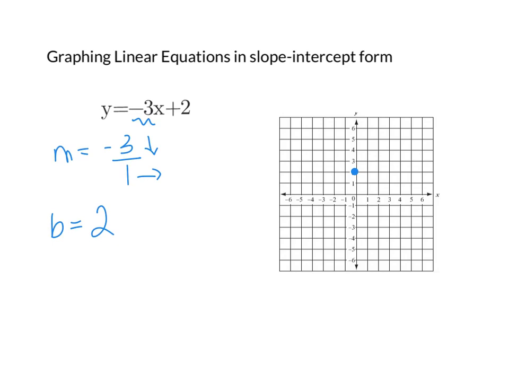And I'm going to have another point at where I'm going to move. So I'm going to move according to my slope again. So I'm going to move down 3: 1, 2, 3. To the right, 1. Second point right here. Then I'm just going to connect them.